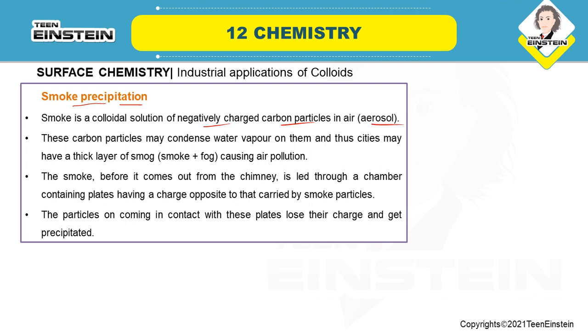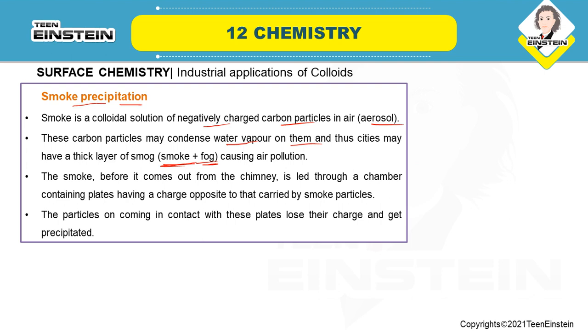Now as this is a colloid and smoke, it also causes pollution. These carbon particles can do another thing, they may condense water vapor on them. So now there is a water film present on the carbon particles, and as a result a new kind of substance is produced, which is smog. Smog is basically the combined term of smoke and fog. Okay, so there is a thick layer of smog and it is causing air pollution. So whether it is smoke or smog, in both cases there are some problems that we will face.